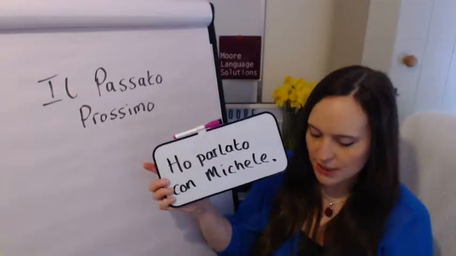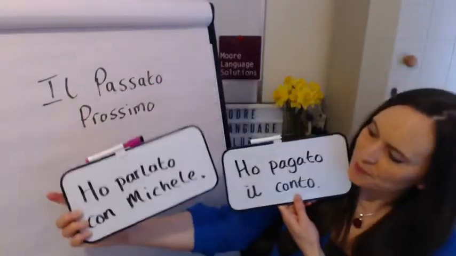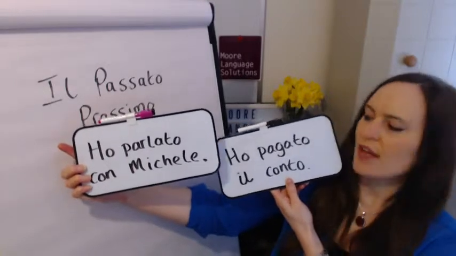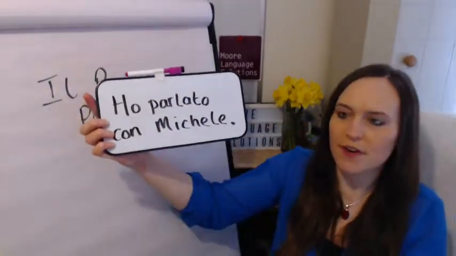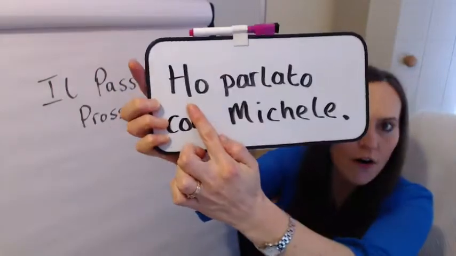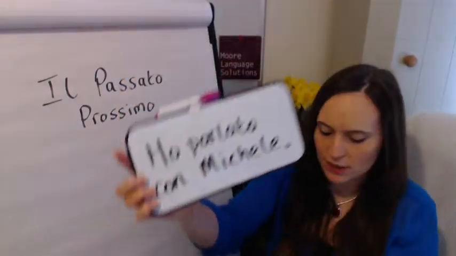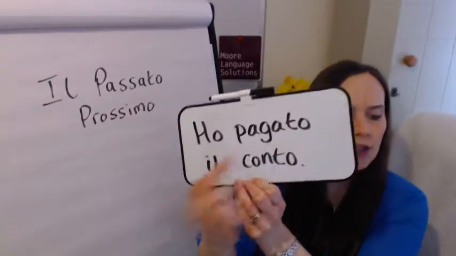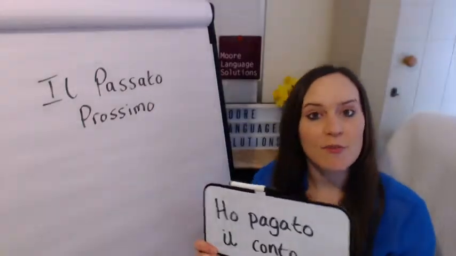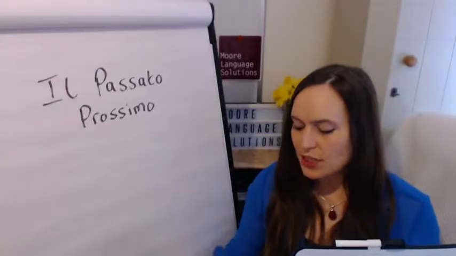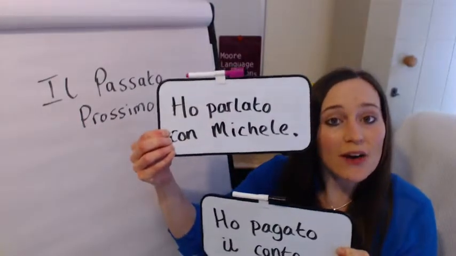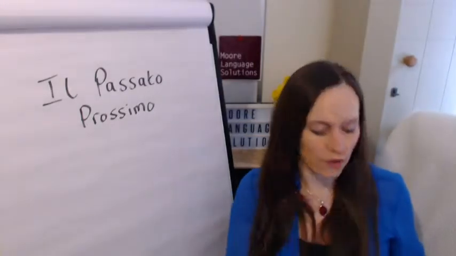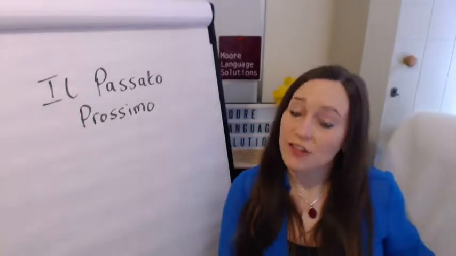So let's have a look at these next to each other if you like. Parlato, pagato. What do you have in front? You have hopefully something very familiar. Ho parlato, ho pagato. I paid, or I have paid. So these two examples show you how you form the Italian past tense, and they're in the io form, talking about something I have done.